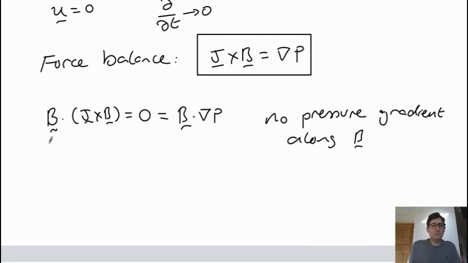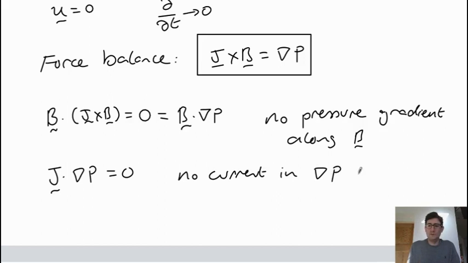And similarly, we can also dot this with J, so to say that J dot grad P is also equal to 0. So there's no current in the direction of the pressure gradient.